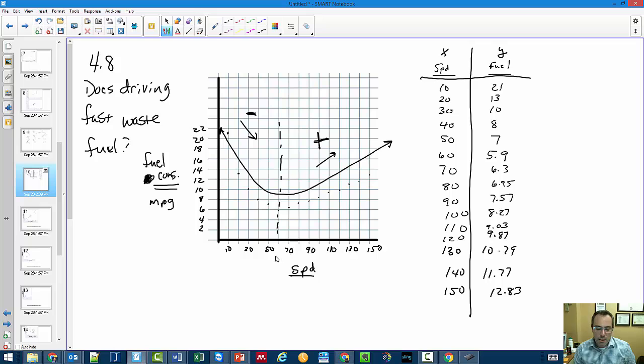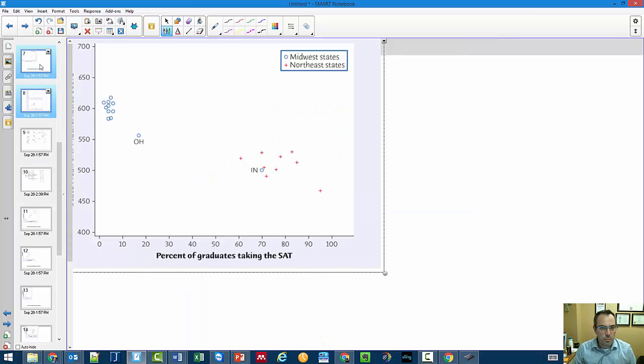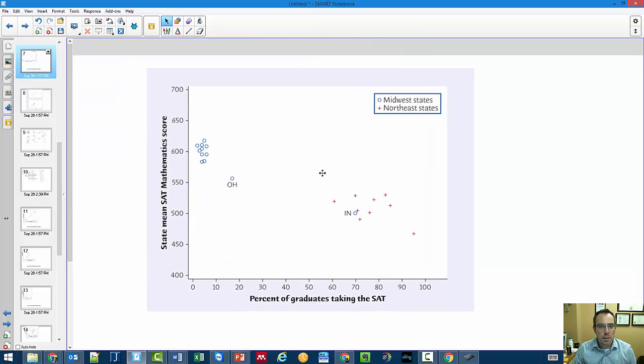We can also add information, and I'm going to point out one of the scatter plots that they've already made here, where they've actually added a third variable, a category. So not only did they say here are percents of graduates taking the SAT, but they said here are the Midwest states and here are the Northeast states.